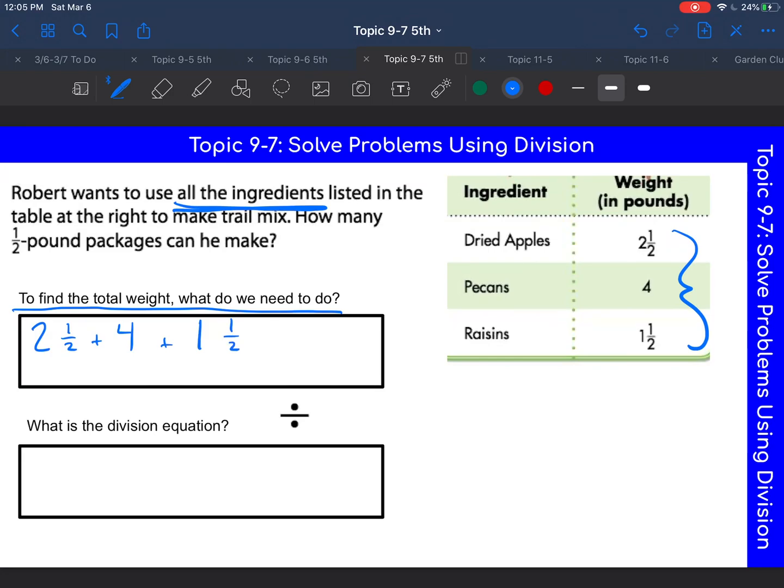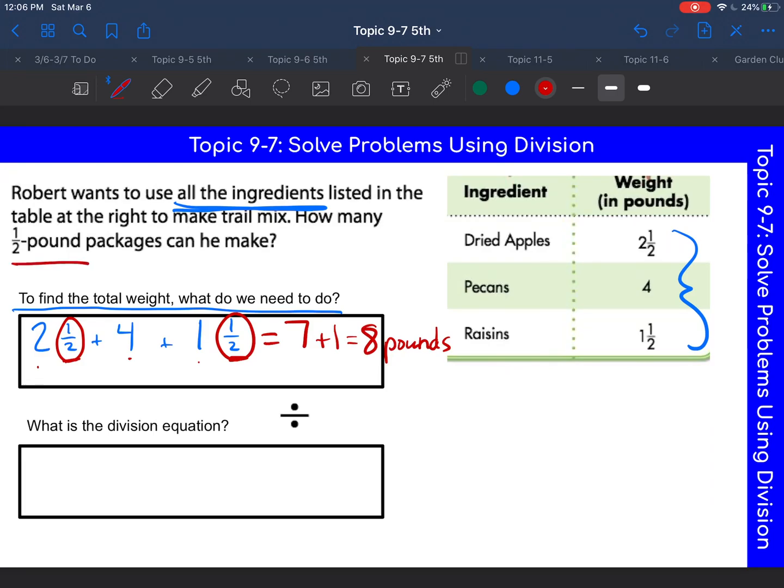And that brings us to, we do have to find common denominators. However, they are already common. So that's easy for us. We can just add the whole numbers. 4 plus 1 is 5, plus 1 is 7... Add the fractions. You have a half plus a half is 1 whole. So 7 plus 1, it's 8 total pounds. Okay. Now we have 8 total pounds.